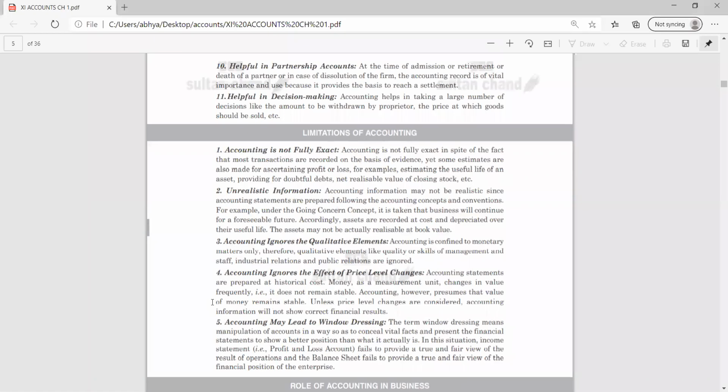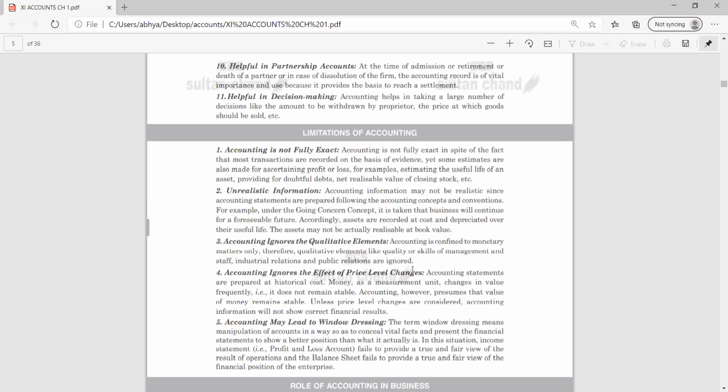Limitations are very important. It's the most important topic in the chapter, and normally this question comes in 3-4 marker. Accounting is not fully exact because estimates are there. It may give unrealistic information, because it is based on certain principles. It ignores the qualitative facts and records only the facts which can be measured in terms of money. But sometimes the qualitative elements may be more important, so that is not recorded by it.